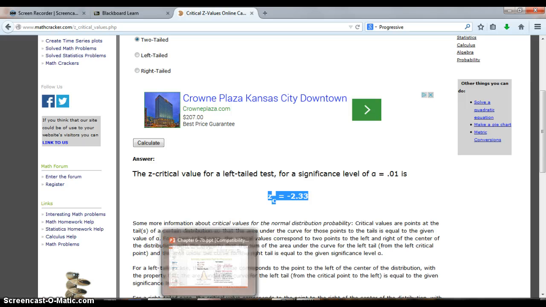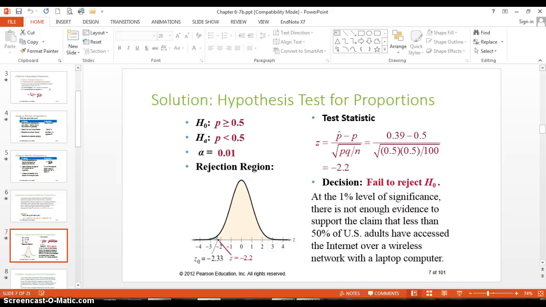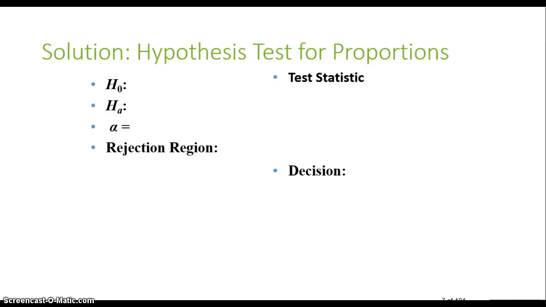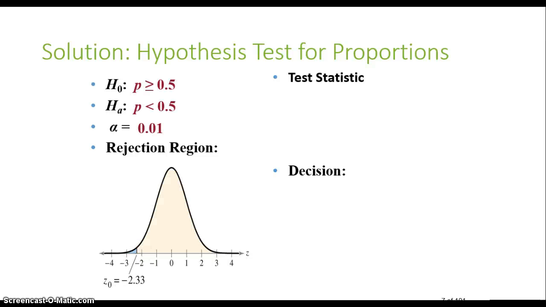So let's switch back to the PowerPoint and just make sure they come to the same conclusion that we did. Okay, and basically they did. So here's our normal curve, and there's our shaded rejection region. So basically, the Z statistic that we get in our graphing calculator has to be more negative than negative 2.33 in order for us to reject the null hypothesis. And by rejecting the null hypothesis, that supports our claim that the proportion is less than 0.5.